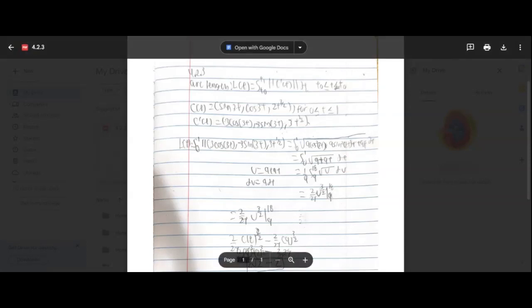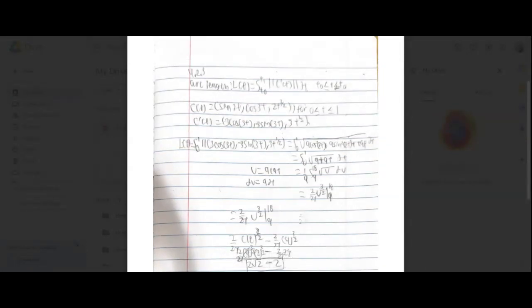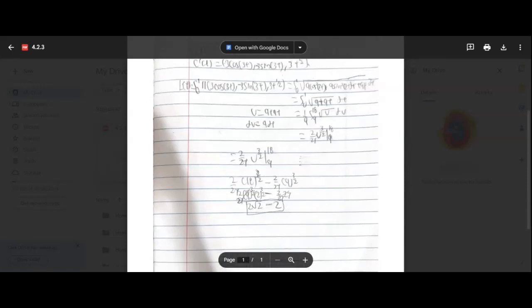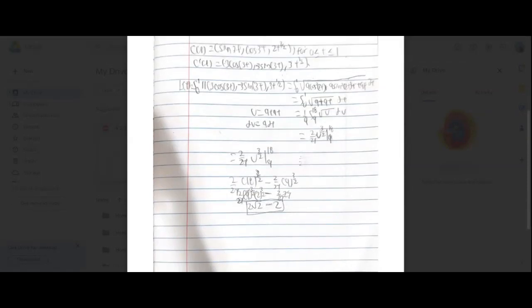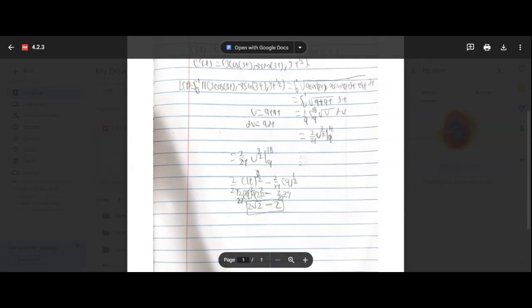And then we basically just take the magnitude of the derivative. It simplifies down to the radical of 9 plus 9t, which we then integrate. I did it in terms of u, just to simplify it for my sake. It gives us 2 over 27 times u to the 3 halves, which then becomes 2 radical 2 minus 2. That's just the gist of it, to calculate the arc length. Thank you.